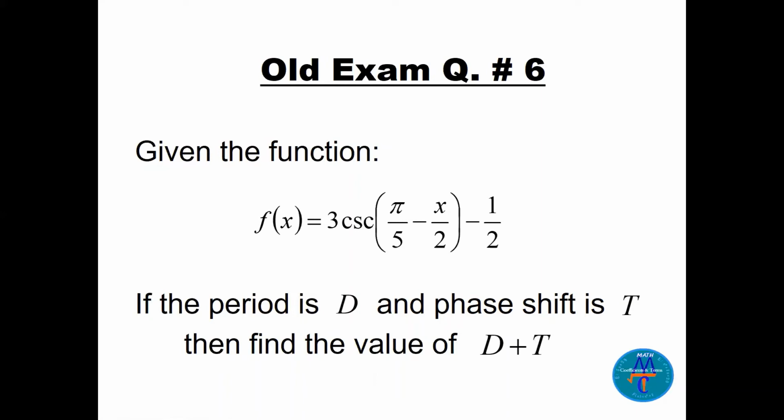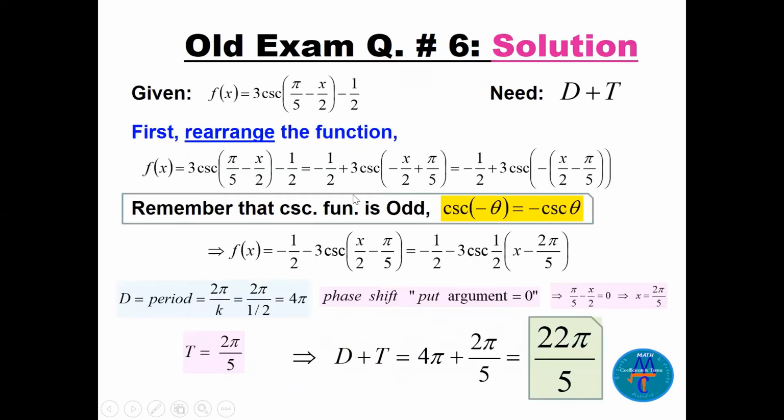You can try it if you like, and we have to rearrange the argument here. See, this is pi over 5 minus x over 2, something like that. So let's rearrange the function. 3 cosecant of pi over 5, this is the given exactly, minus x over 2. So I put minus x over 2 at the beginning, plus pi over 5. See, I put the minus half at the beginning. No problem, it's the same. You can put minus half at the beginning.